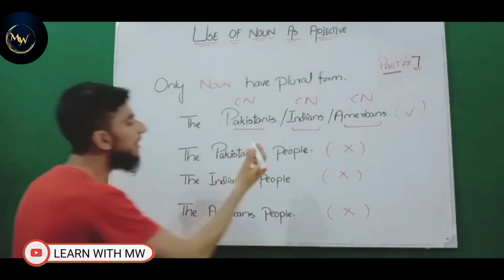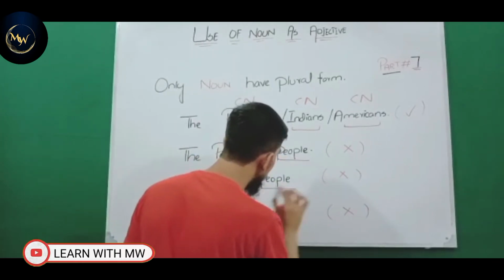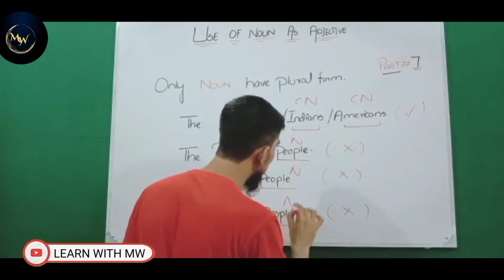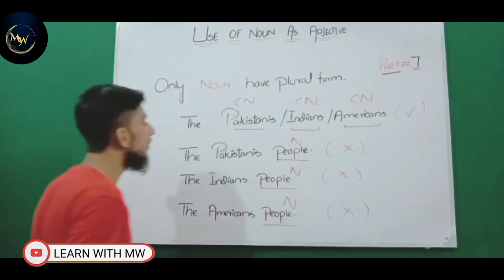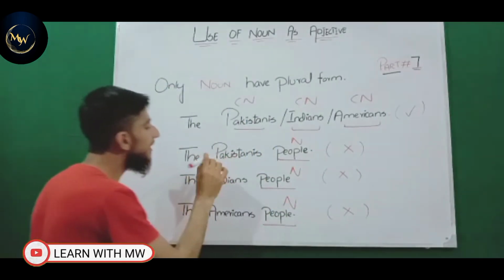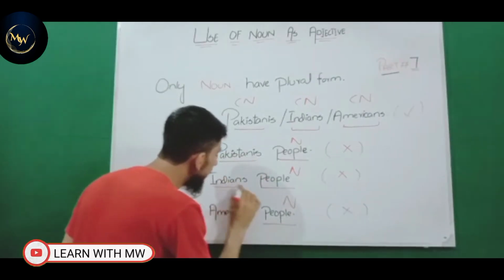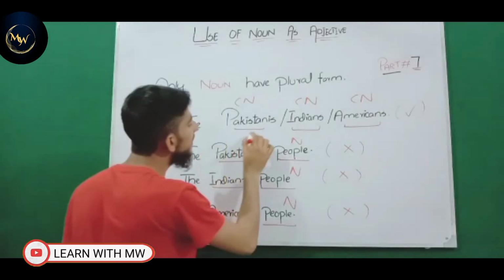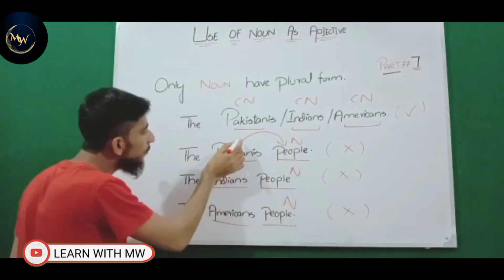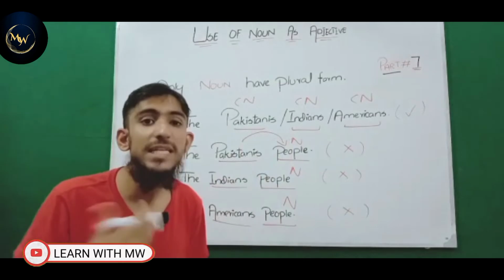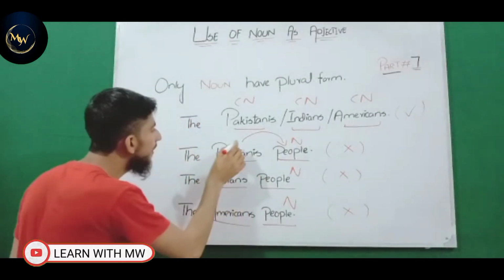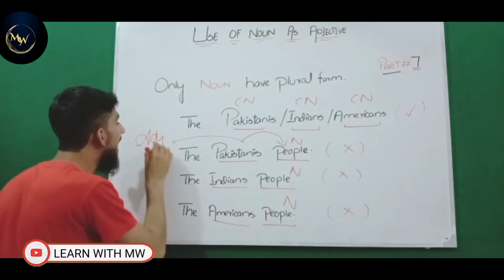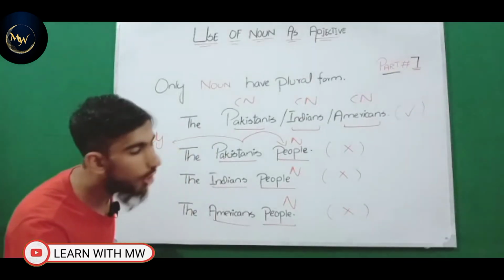The reason is, "people" as usual is a name. In all of these sentences, "people" is behaving as a noun, because naming words are called nouns, and "people" is a noun because it is a name. But look at this sentence: the Pakistanis, the Indians, the Americans. "The Pakistanis" is adding meaning to the noun. So those words which add meaning to the noun, we call them adjectives. And adjectives have no plural form in English grammar.